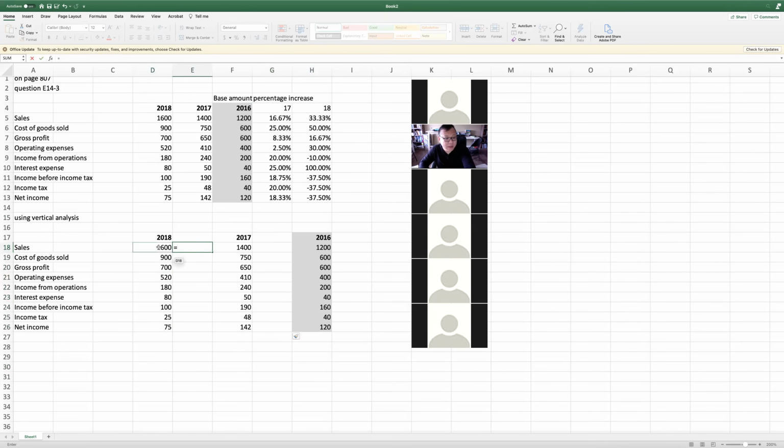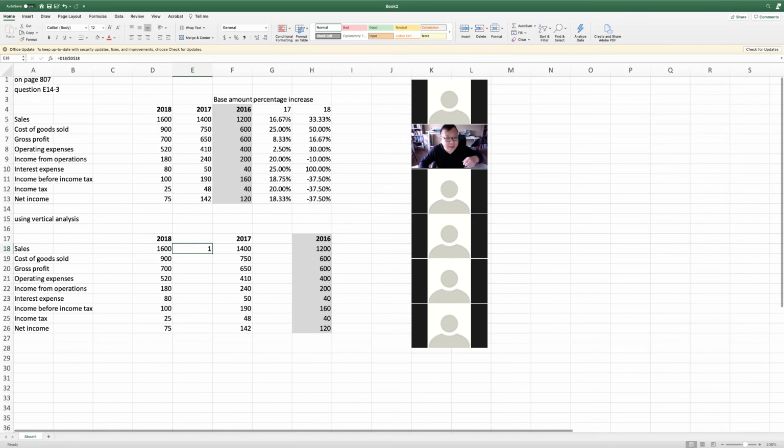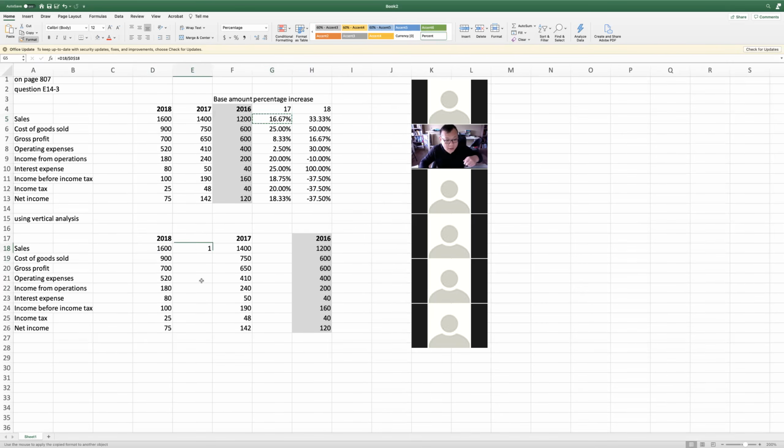So I use this number divided by the base, which is the sales. So that's 100%. And then I want to see the other components. So cost of goods sold is 56.25% of the sales. So my gross margin is 43.75%.